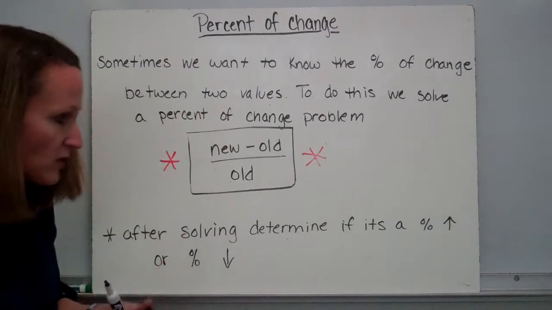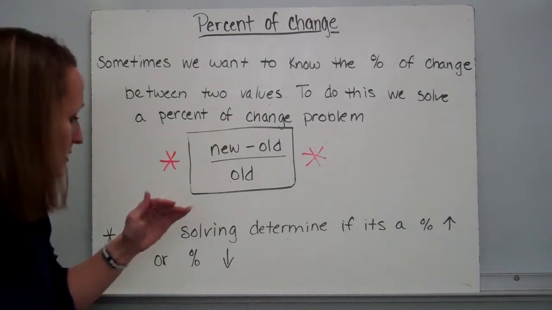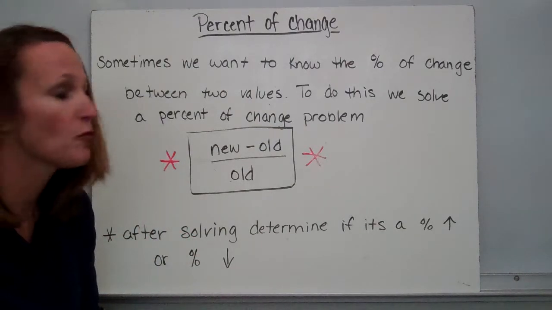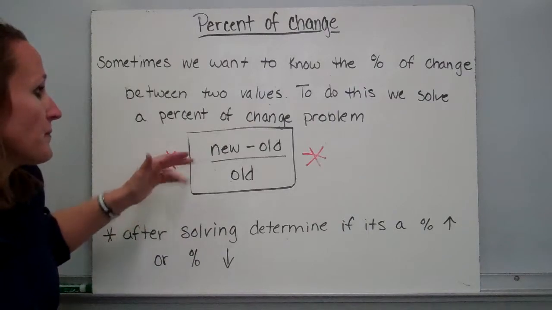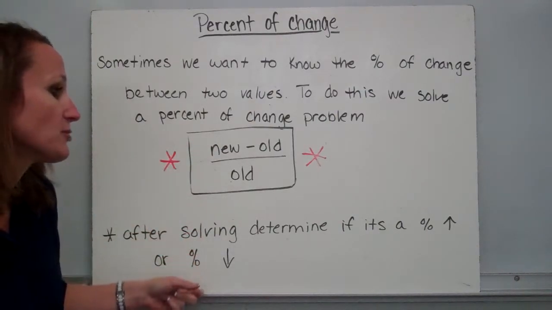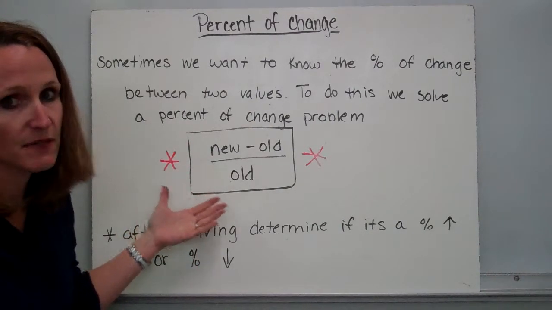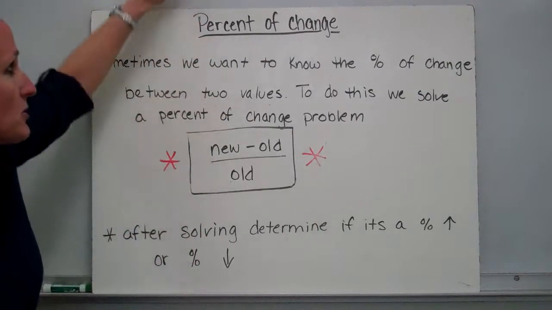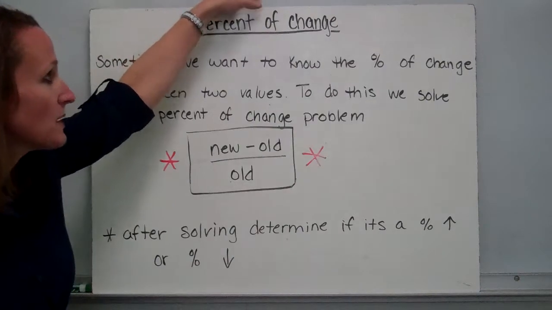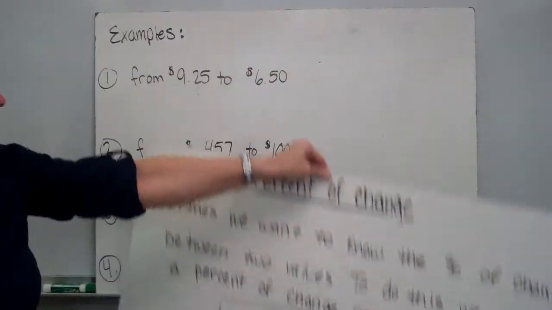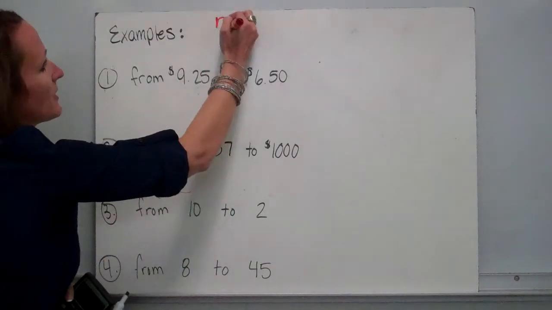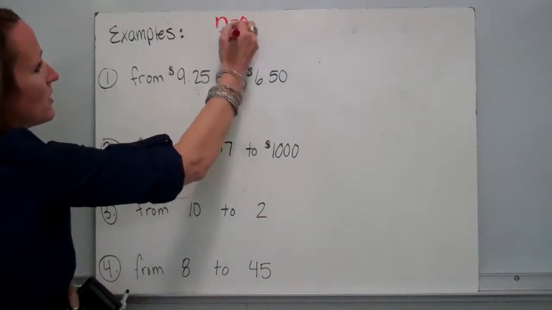Then after solving, you can decide, was it a percent increase or a percent decrease? And really, you can look at it sometimes beforehand and know. But your answer, if it's a percent increase, will be positive, and if it's a percent decrease, it's going to be negative. And that's how you'll know if it was an increase or decrease. So let's do some examples of percent of change. Remember, N minus O over O. That's our formula here, N minus O over O.